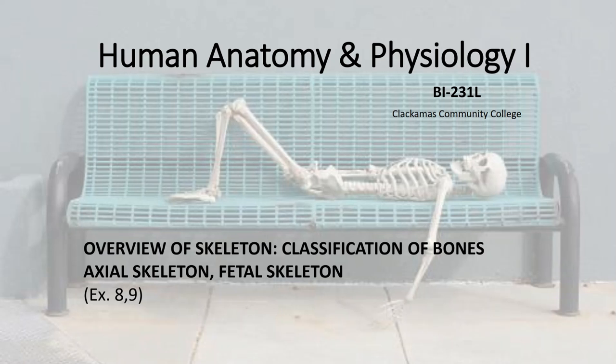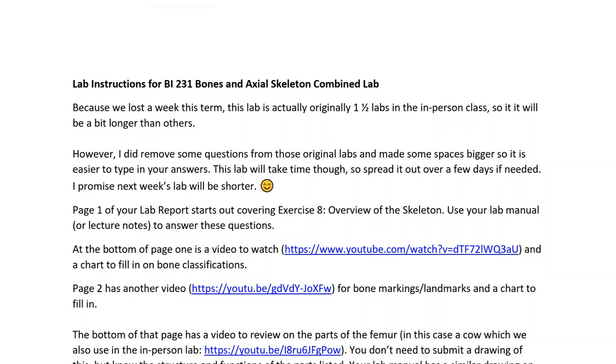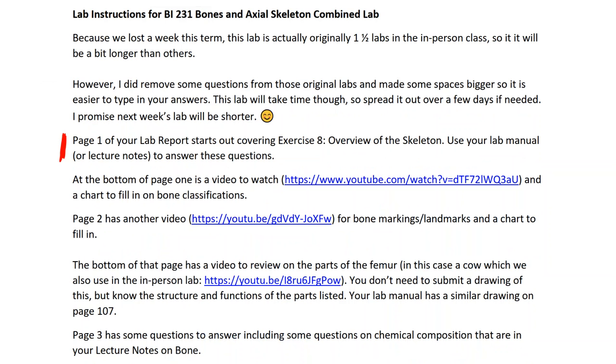talking about the skeleton and how bones are classified, and then we'll talk a little bit about the axial skeleton and the fetal skeleton. So this lab, in the online instructions, there are tons of video links. So here we are at the online instructions for this lab report about bones and the axial skeleton. These instructions are really helpful, and they start here on page 1 of your lab report.